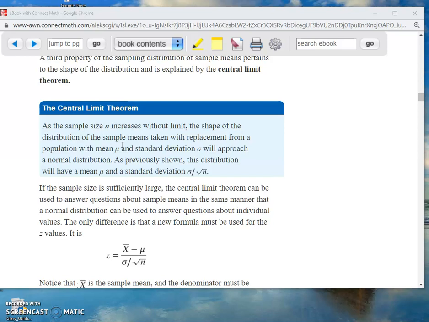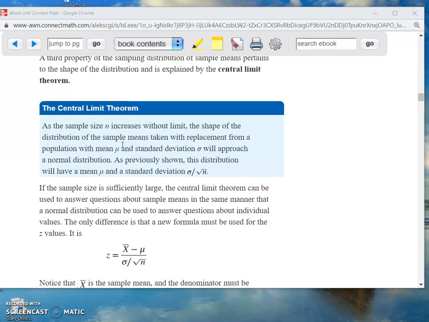This sample size, previously we had the 2 students, we also had the 30 adult males tested for triglycerides. As that sample size gets bigger and bigger without limit, in other words, it just keeps on going, in the limit, the shape of the distribution of the sample means, the distribution of the x-bars, taken with replacement from a population with mean mu and standard deviation of sigma, will approach, in other words, it gets closer and closer as n gets larger and larger, a normal distribution.